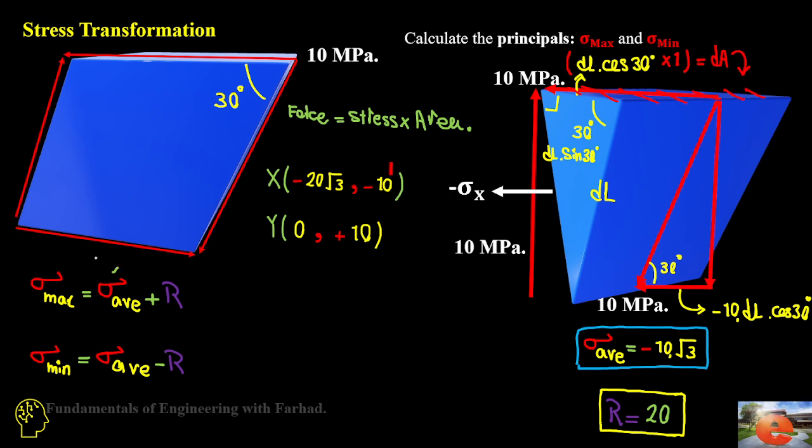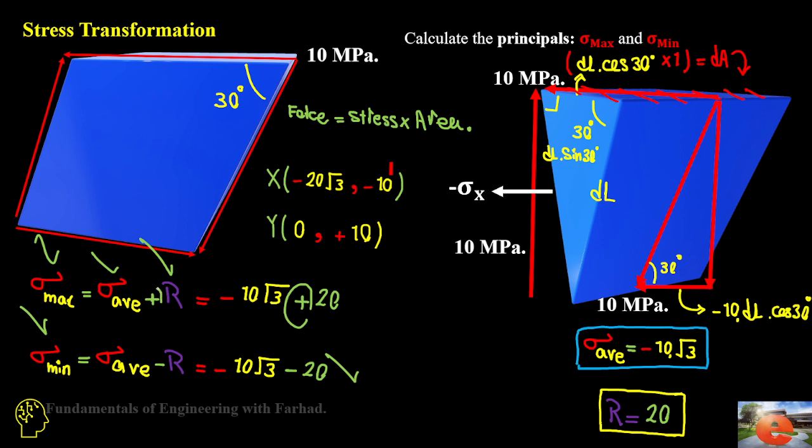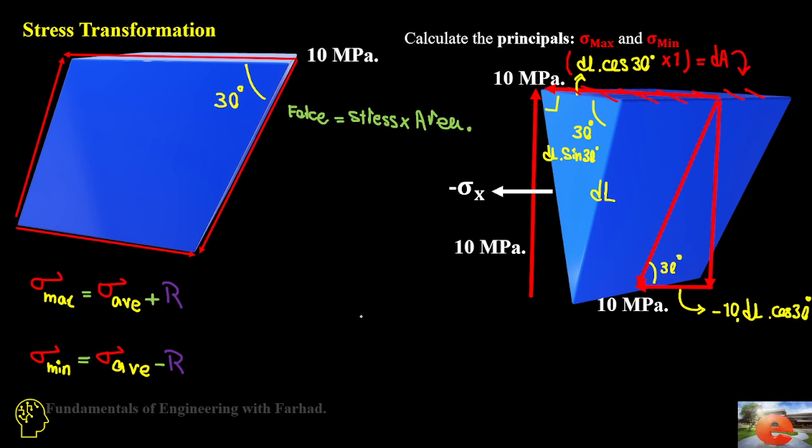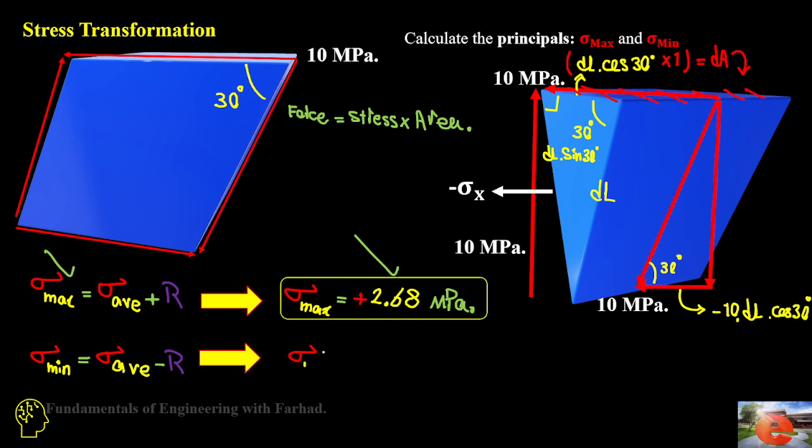As soon as we have the average and radius of our Mohr circle, we can easily calculate our principal stresses. If you subtract R from the average, it gives you sigma minimum, which is negative 10 times the square root of 3 minus 20. And if you add the radius to sigma average, it gives you sigma maximum. So you can easily see sigma maximum. Our answer is positive 2.68 megapascal, and sigma minimum is negative 37.3 megapascal.